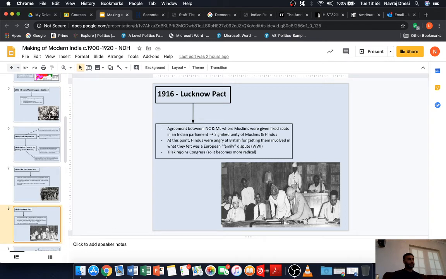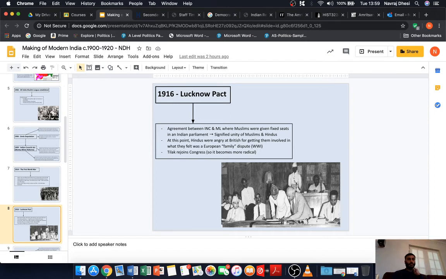Again, the Lucknow Pact is limited in the sense that it was only a short-term agreement. Relations soon turned sour in the 1920s, as we'll explore next week. This also prompts Congress to become a more radical organization, because it was filled with moderates to begin with. A lot of the extremists and radicals in India see this as an incredibly liberal policy towards the Muslims, and they don't see it as acceptable.